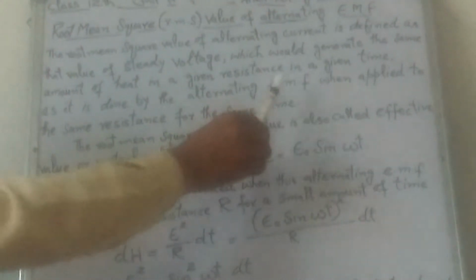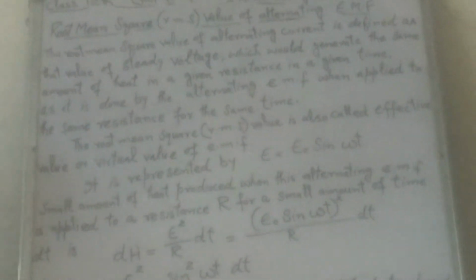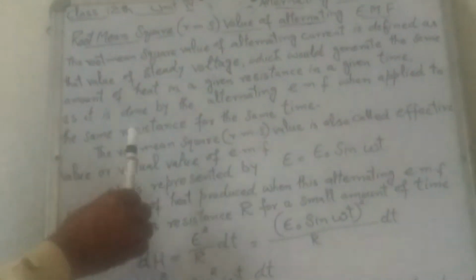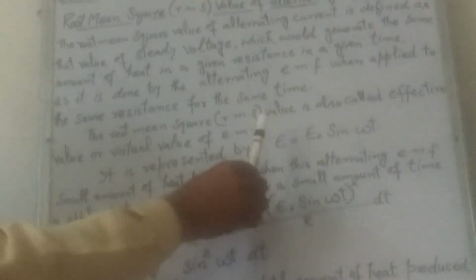Similar to alternating current, the root mean square value of alternating EMF is defined as that value of steady voltage which would generate the same amount of heat in a given resistance in a given time, as is done by the alternating EMF when applied to the same resistance for the same time. The root mean square value is also called the effective value or virtual value of EMF, just as the root mean square value of alternating current was called the effective or virtual value.